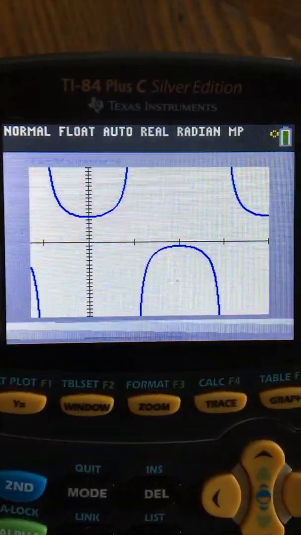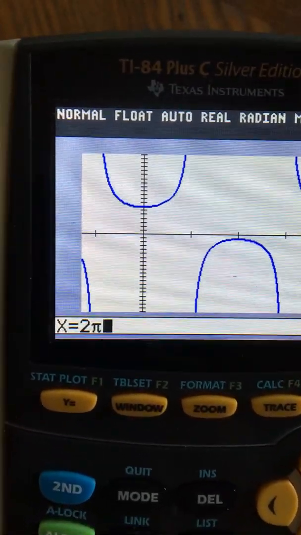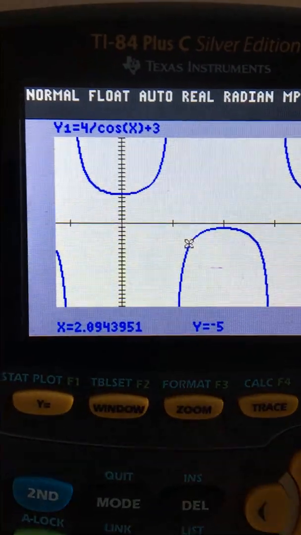All right, let's go to the value. So we're going to say 2 pi divided by 3, and there is negative 5. All right, well, I think that's it.